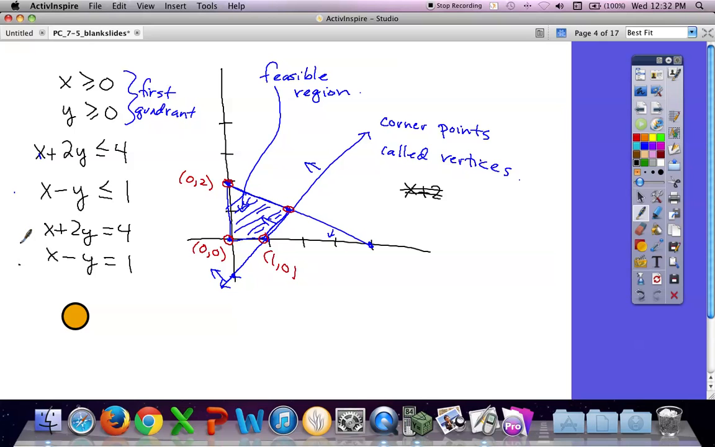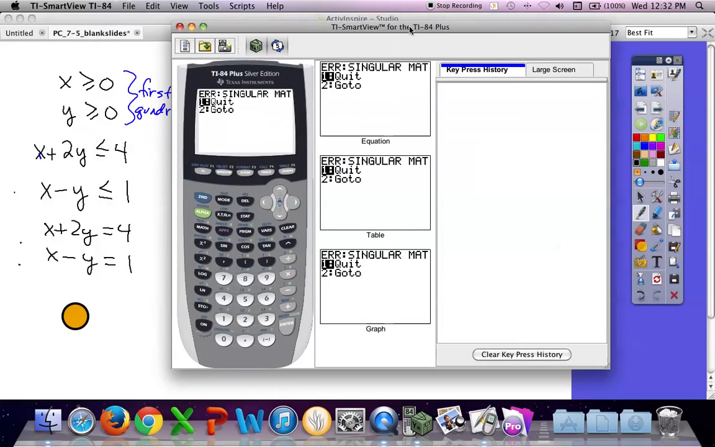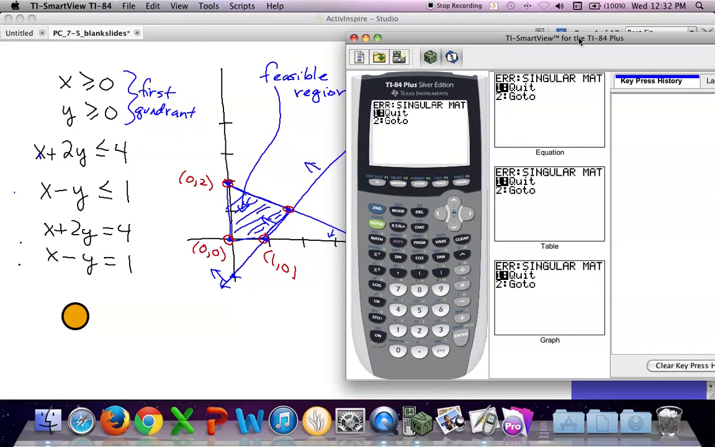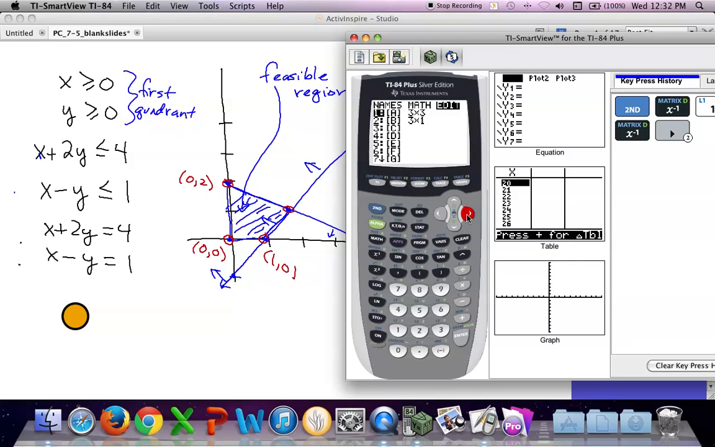If you did it by matrices, then it would look like this. So remember, the matrix is on the x to the minus 1 button. Second, x to the minus 1. I'm going to arrow over to edit. And I'm going to edit the first matrix, right? What are the dimensions of the first matrix in this problem? 2 rows, 2 columns, 2 by 2.